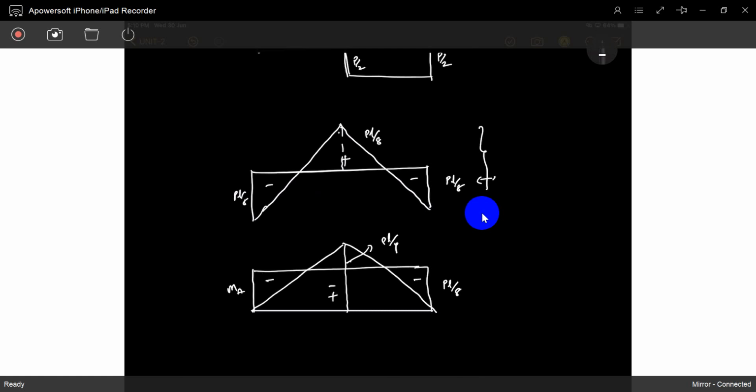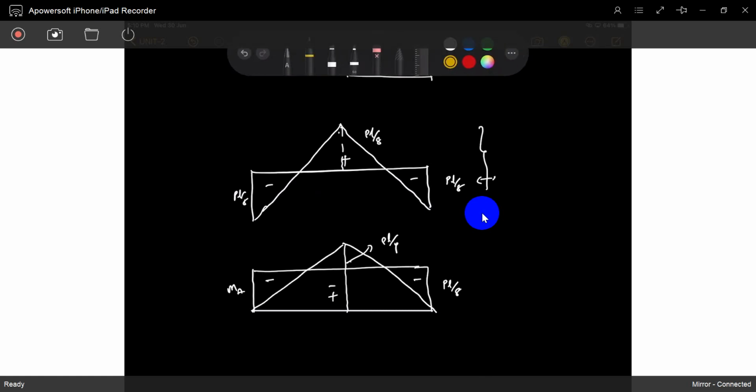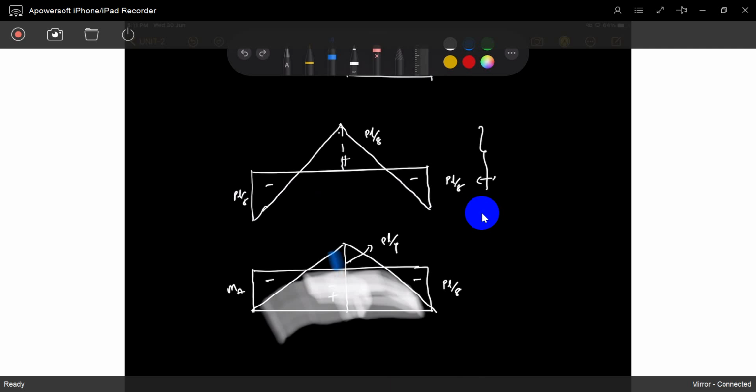Negative, negative. So both the positive and negative bending moment diagrams can be projected to one side. Project it on one side. This area will nullify. Is it understood? This area is nullified, positive and negative cancel. So you can directly represent it. This is negative, and this is positive.